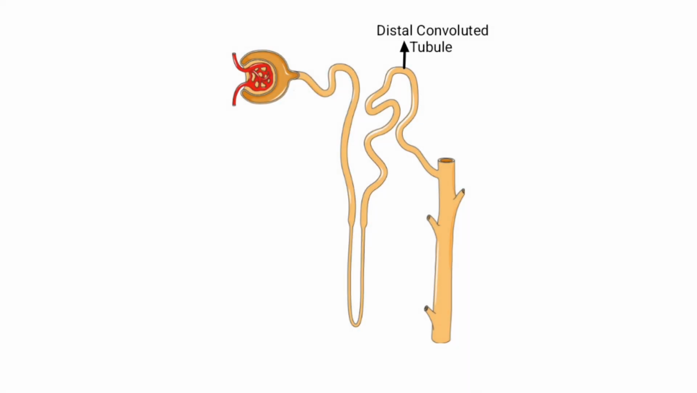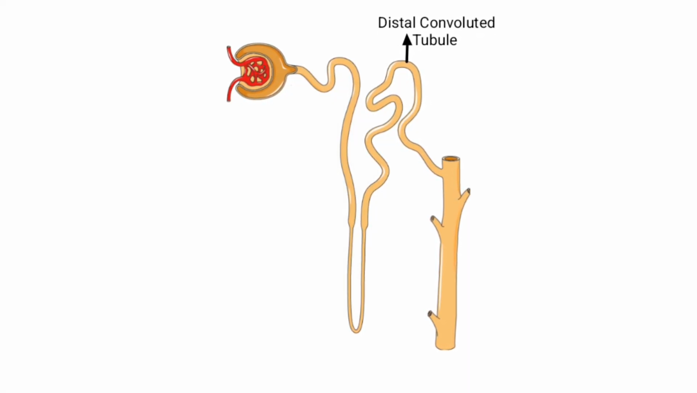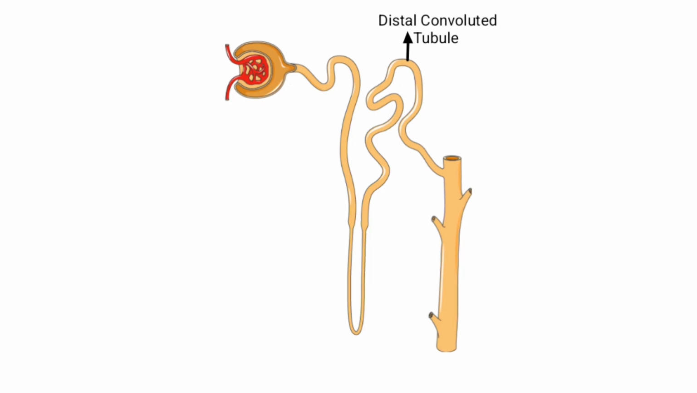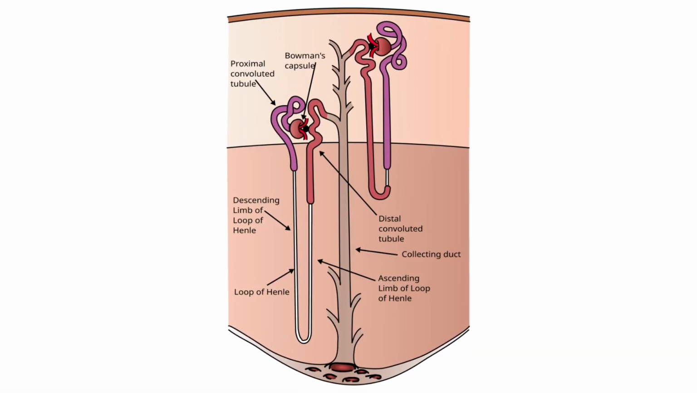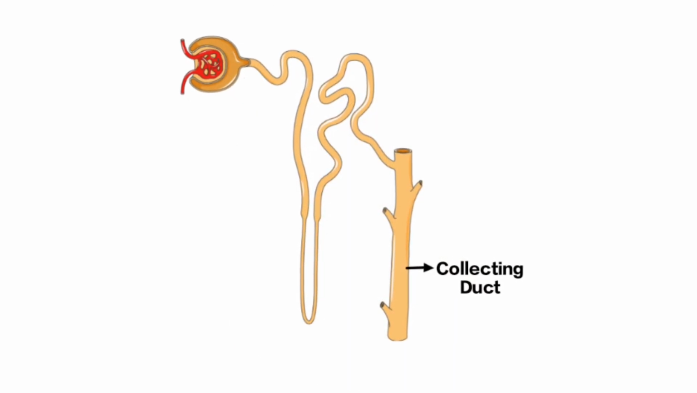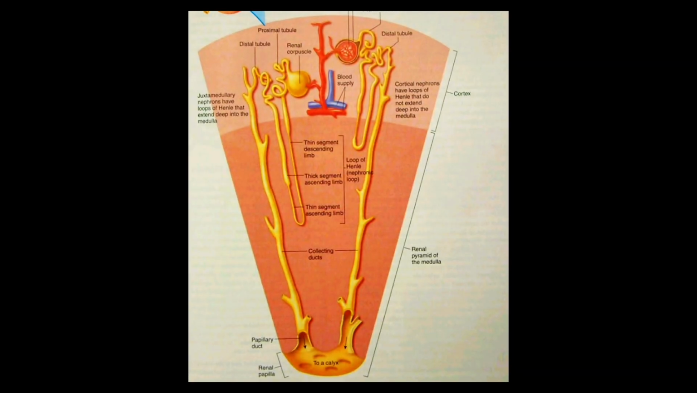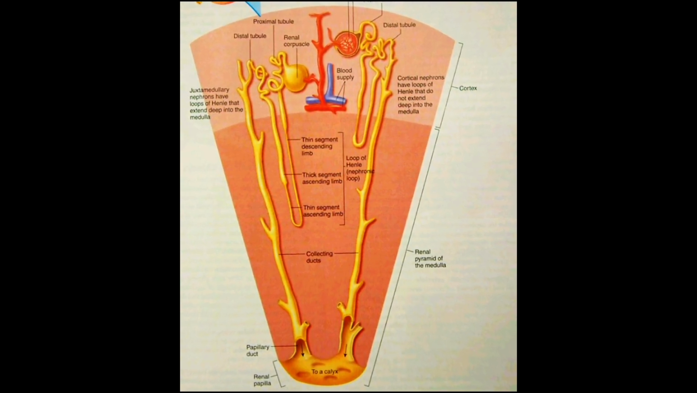The ascending limb of loop of Henle continues to another highly coiled tubular region called distal convoluted tubule. The distal convoluted tubules of many nephrons open into a straight tube called collecting duct. The collecting ducts converge in the medullary pyramids and open into the renal pelvis through the renal calyces.